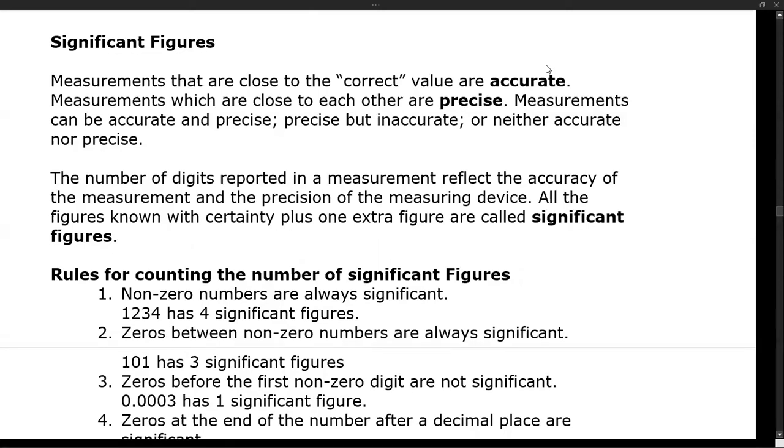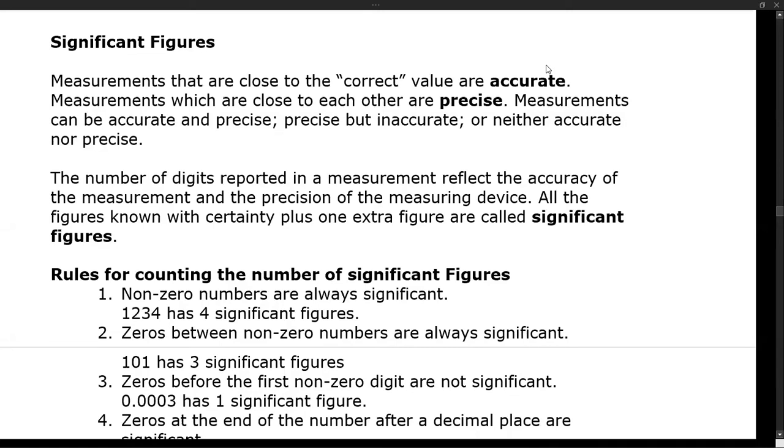Accuracy just means close to the correct value. So if you think of it like a target, where accuracy is the bullseye, if all of your trials are in the bullseye, they're accurate. If all your answers are clustered together in or around the bullseye, it would be accurate and precise.